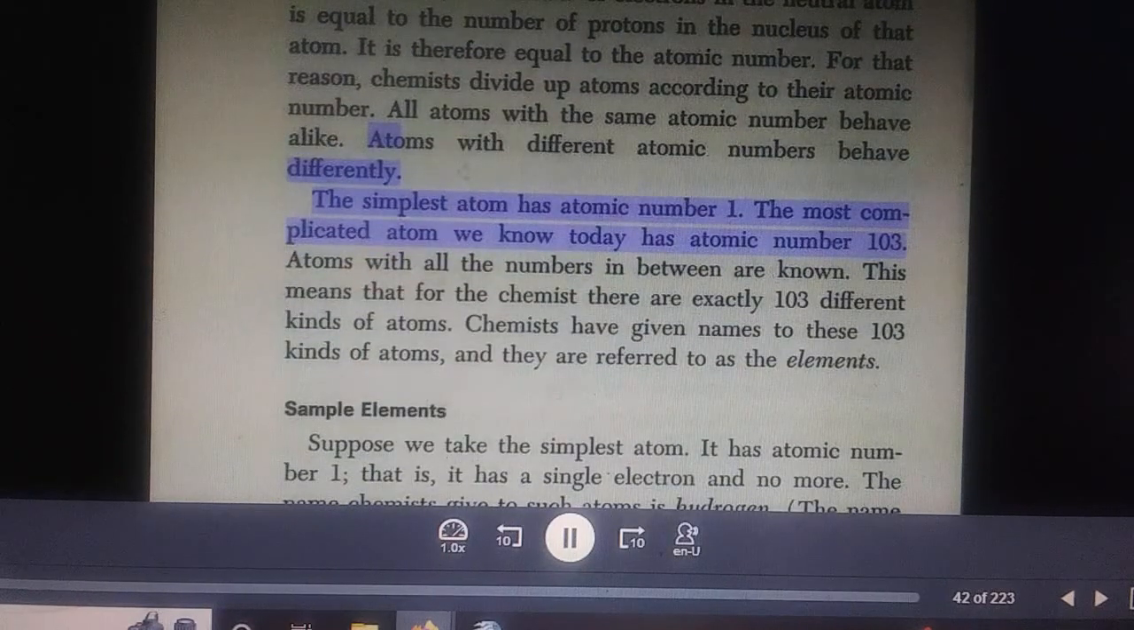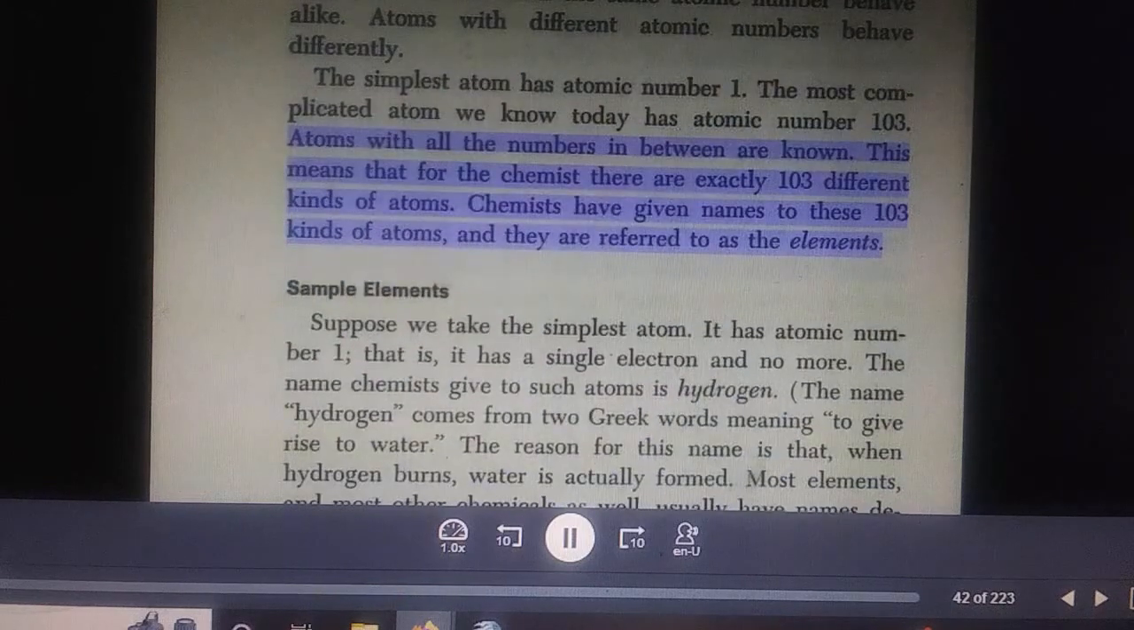The simplest atom has atomic number 1. The most complicated atom we know today has atomic number 103. Atoms with all the numbers in between are known. This means that for the chemist there are exactly 103 different kinds of atoms. Chemists have given names to these 103 kinds of atoms, and they are referred to as the elements.